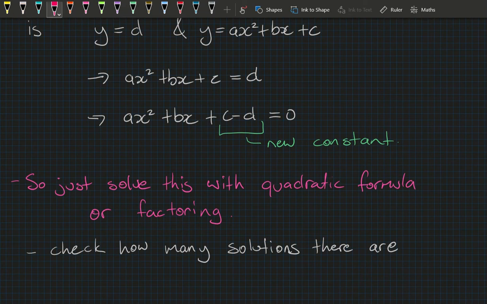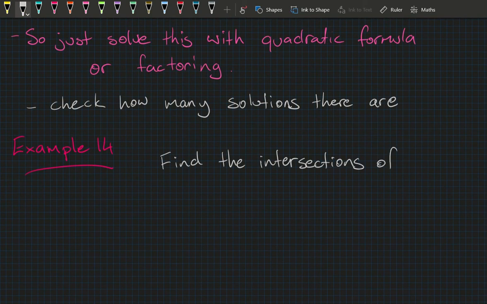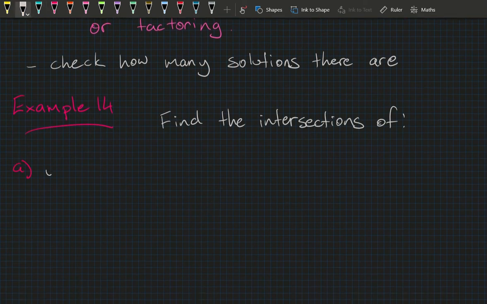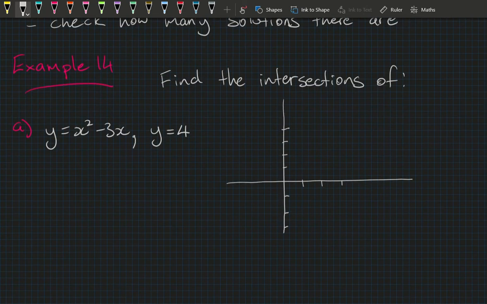Anyhow, let's get straight into example 14, where we're going to find the intersections of the following parabolas and lines. In part A, we have a quadratic x squared minus 3x and a line y equals 4. So I'm just going to graph these now. Now I know that the line is y equals 4, and that quadratic is equal to 0 when x is 0 and x is 3. So later on we're going to find the value of these intercepts.